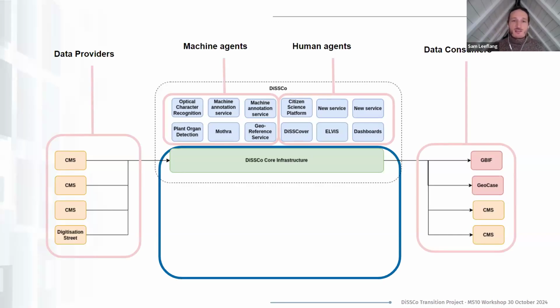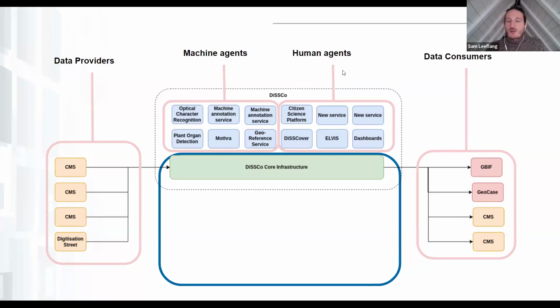And in DiSSCo, we curate and enhance that specimen information. And we have two parts of that. We have the human agents, which are humans actually working on the data. So it can be experts enhancing the data, putting in additional information with the specimen.